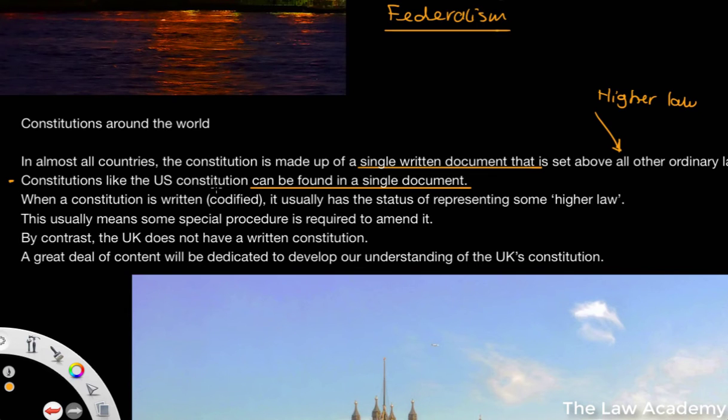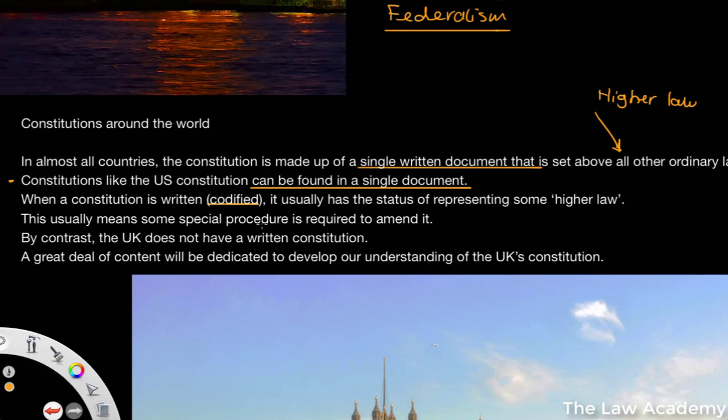And this is why we argue that the US Constitution is codified. It's all written down in a single place. Every aspect of the Constitution, every bit of law that you would call part of the Constitution, is written down in a document, and that is not the case in the United Kingdom.